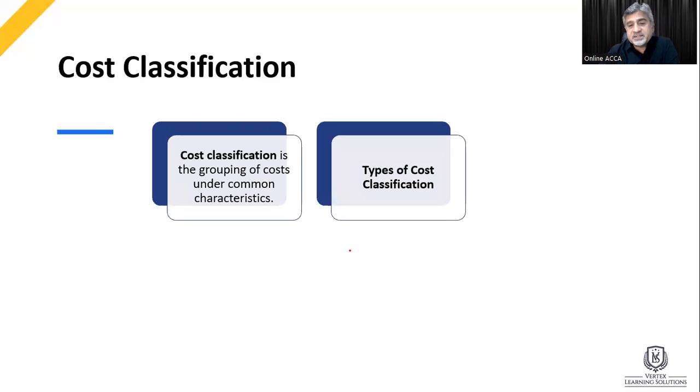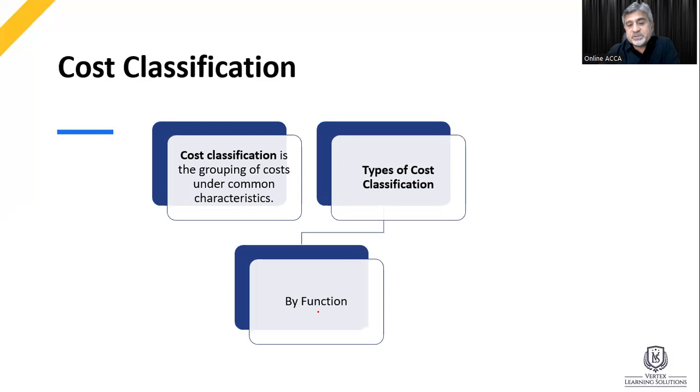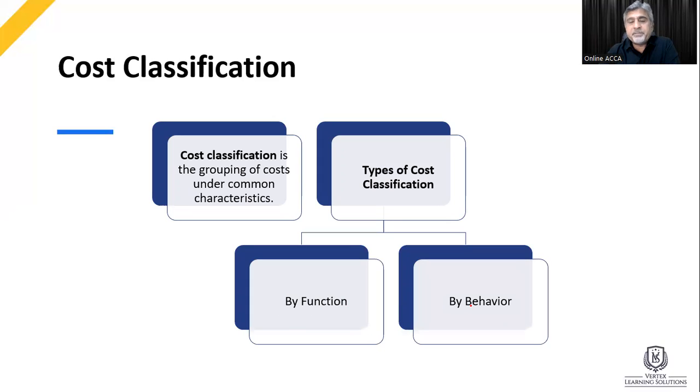And what are the types of cost classification? We say by function or by behavior. So we group these costs based on either function or behavior. What is function? For example, any activity performed in a business is a function.